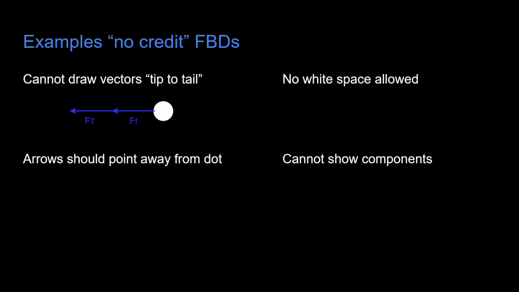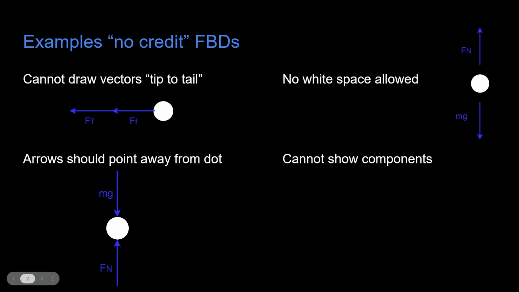So, tip to tail, even though this might be easier to look at for you if there's multiple forces, you have to draw them side by side. Also, you can't just have white space, so there's a gap there, not allowed. People typically don't do this one, but arrows should point away from the dot. And then you can't show components. So if I was doing that ramp example, I'd have to draw the mg straight down, not the mg sine down the ramp and mg cos into the ramp.